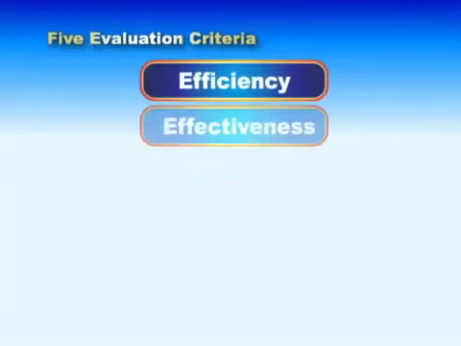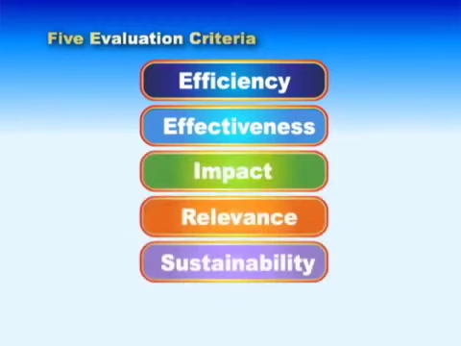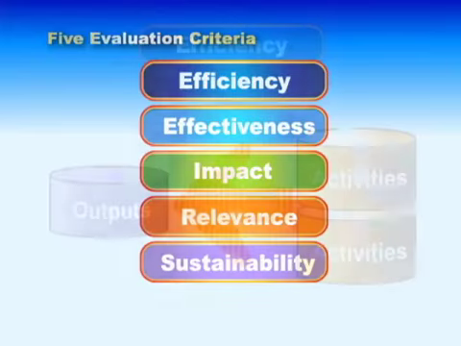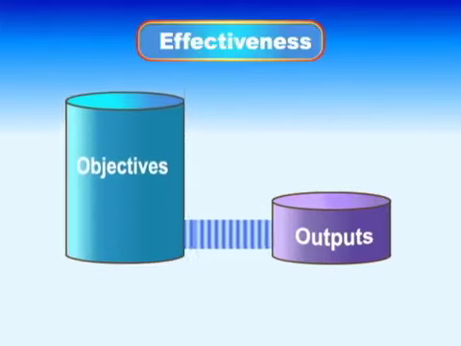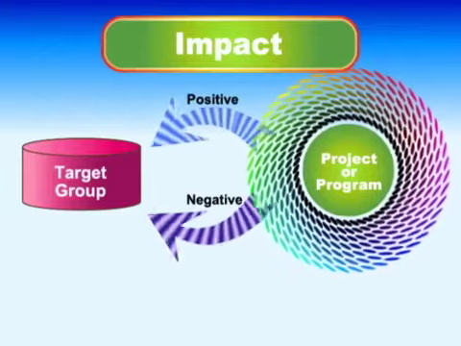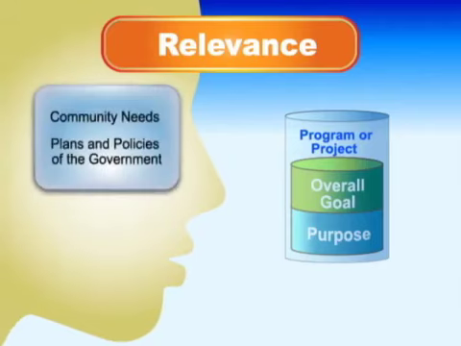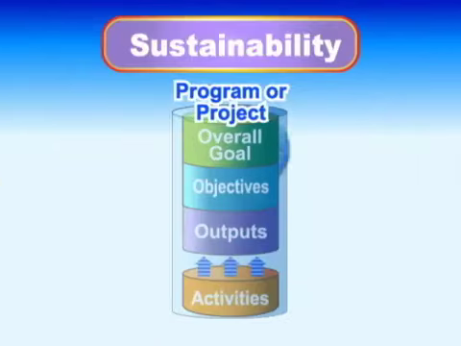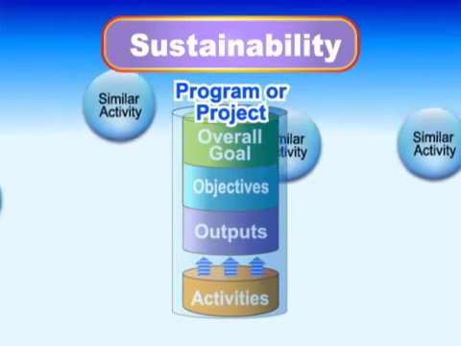The evaluation in the PCM method is work carried out using 5 items as evaluation criteria. The 5 criteria to be verified are efficiency of the program or project, effectiveness, impact including long-term and ripple effects, relevance as to how much the program or project purpose contributes to realization of the overall goal, and sustainability after completion of the program or project.